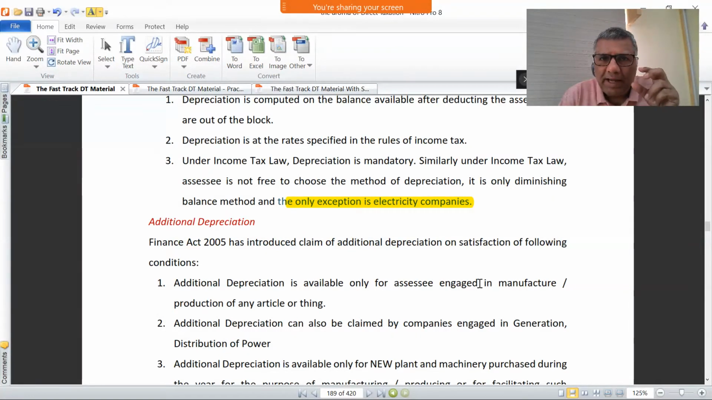The normal rate of plant and machinery is 15%, which is very small. So to boost that sector, they brought this additional depreciation. And the word additional has a very important meaning. Additional signifies two things: other than normal, and only for addition.